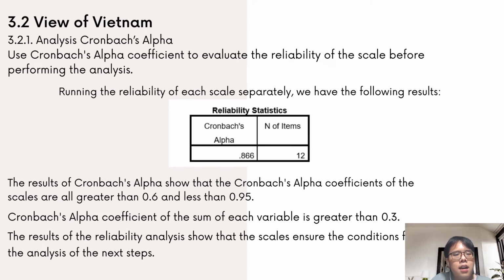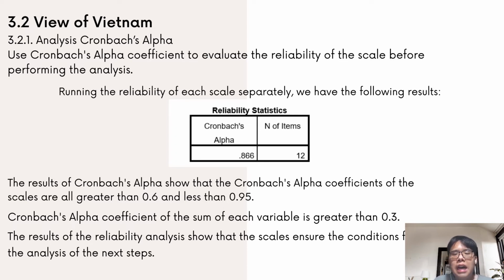So first, the analysis, the Cronbach's alpha. The result of Cronbach's alpha shows that the coefficients of the scales are all greater than 0.6 and less than 0.95, with 0.866.